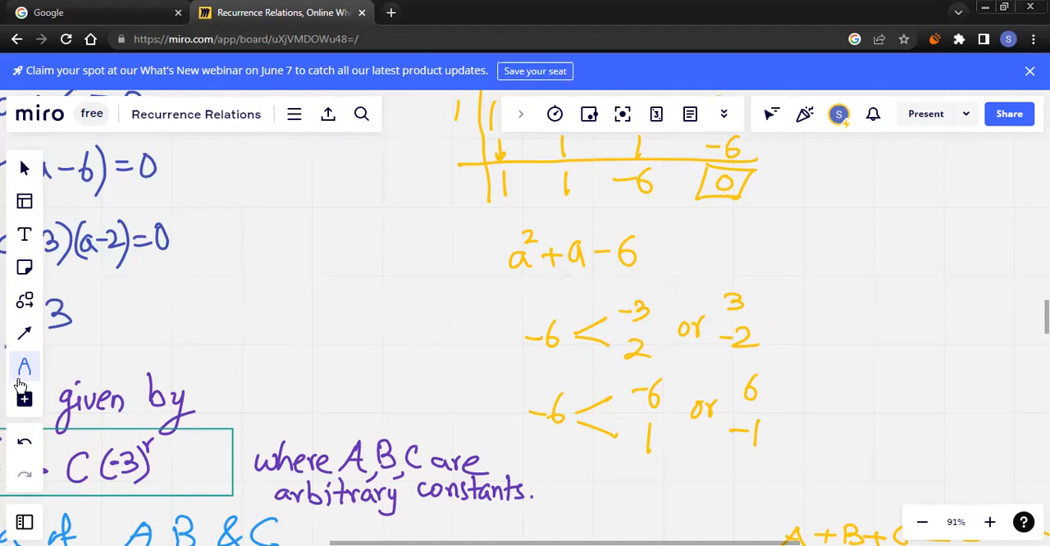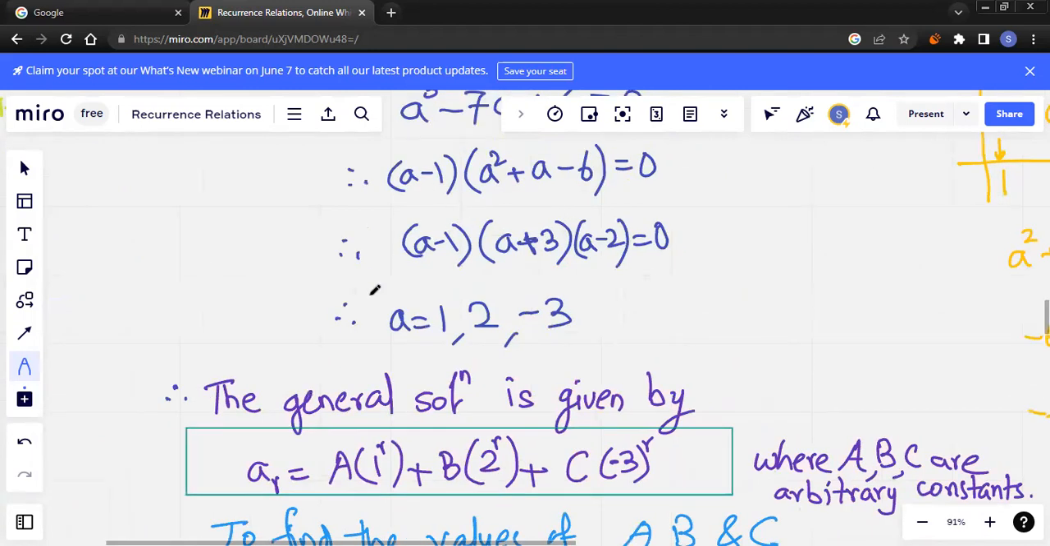So what is the correct one? Perhaps the correct one is, we can see, the correct one is this one, 3 minus 2. So we have factorized this way. A minus 1 already we have got. Just now we got a plus 3 into a minus 2. And the product is 0. When product is 0, either of them is 0. So value of a will be either plus 1 or plus 2 or minus 3.